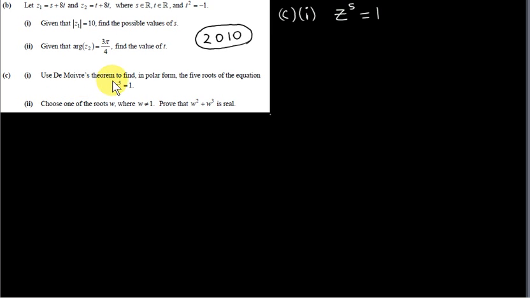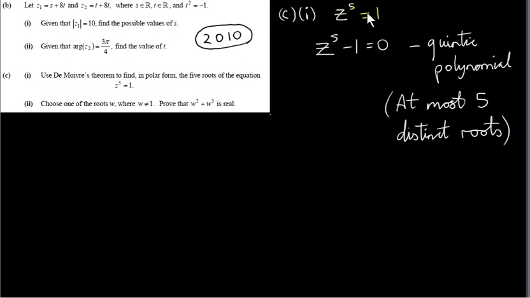Use De Moivre's Theorem to find in polar form the 5 roots of the equation z to the power of 5 equals 1. Now we can write z to the power of 5 equals 1 in the standard form of a polynomial, that is, put 0 on one side, and we see that it's a quintic polynomial. That is, the degree of the polynomial is 5.